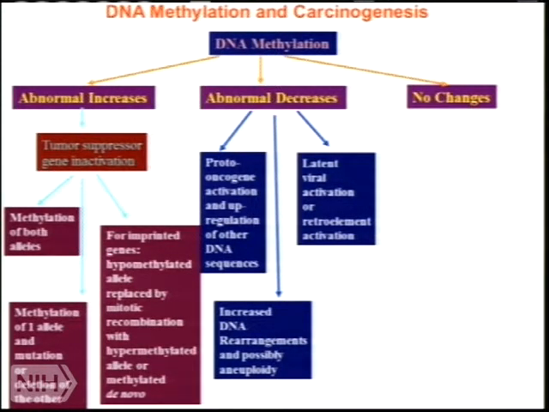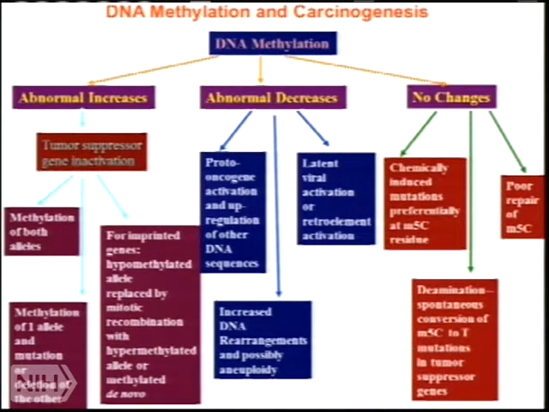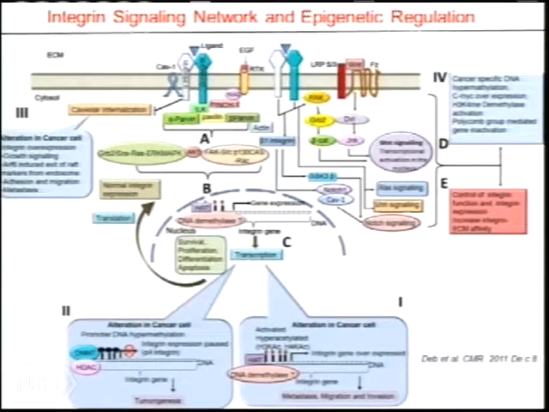At that time, epigenetics was not characterized well, but now we know that the promoters of those retroviruses, which are called LTR, get inactivated by this mechanism. Or another is increased DNA rearrangement and possibly aneuploidy. When there is no change, it is either chemically induced methylation or poor repair or deamination. So these are different mechanisms in methylation which work. And now, since the technologies are advanced and much more research has been done, whole pathways have also been characterized, where people can select only those genes which are regulated epigenetically.